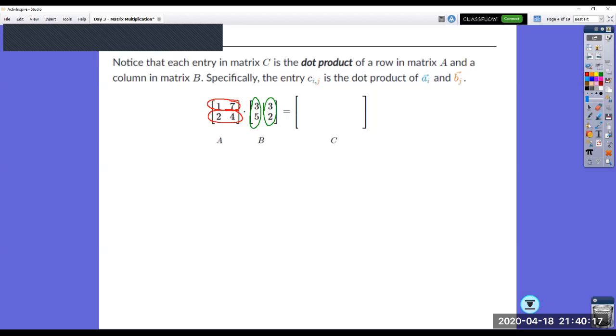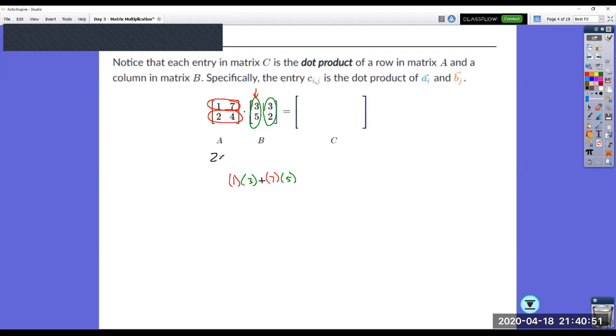Same way that we define this as a 2 by 2 as a row times a column, same thing. So when I'm looking at this, it's going to be row 1. So it's going to be 1 times 3, plus, so it's 1 from here, this 3 from this column right here, 7 times 5. That's the first element that's going to go in the upper left.